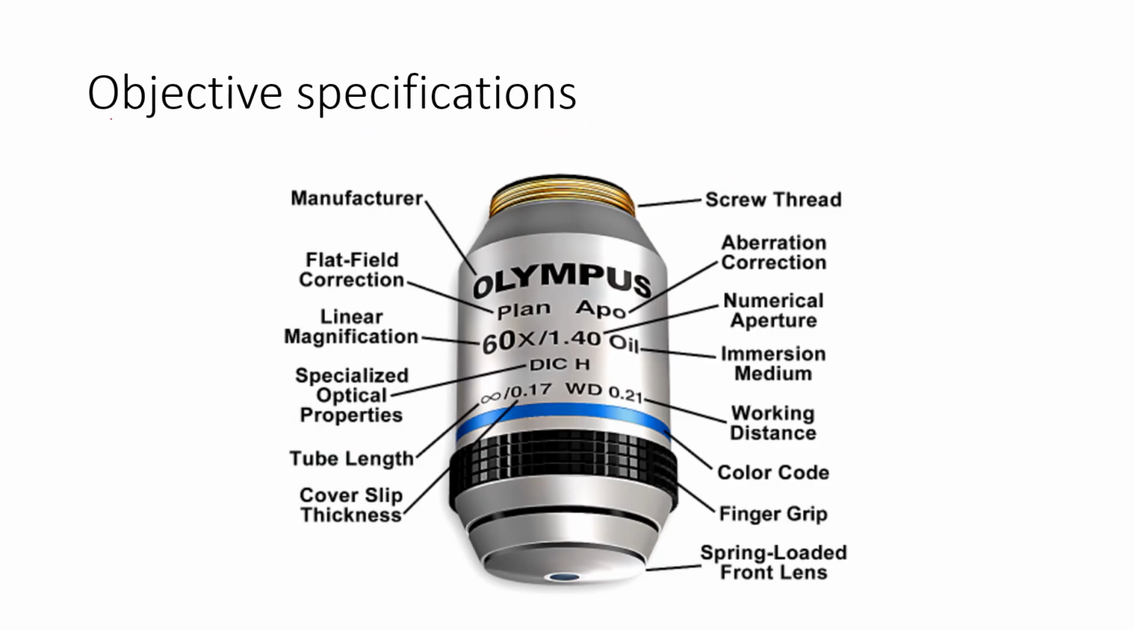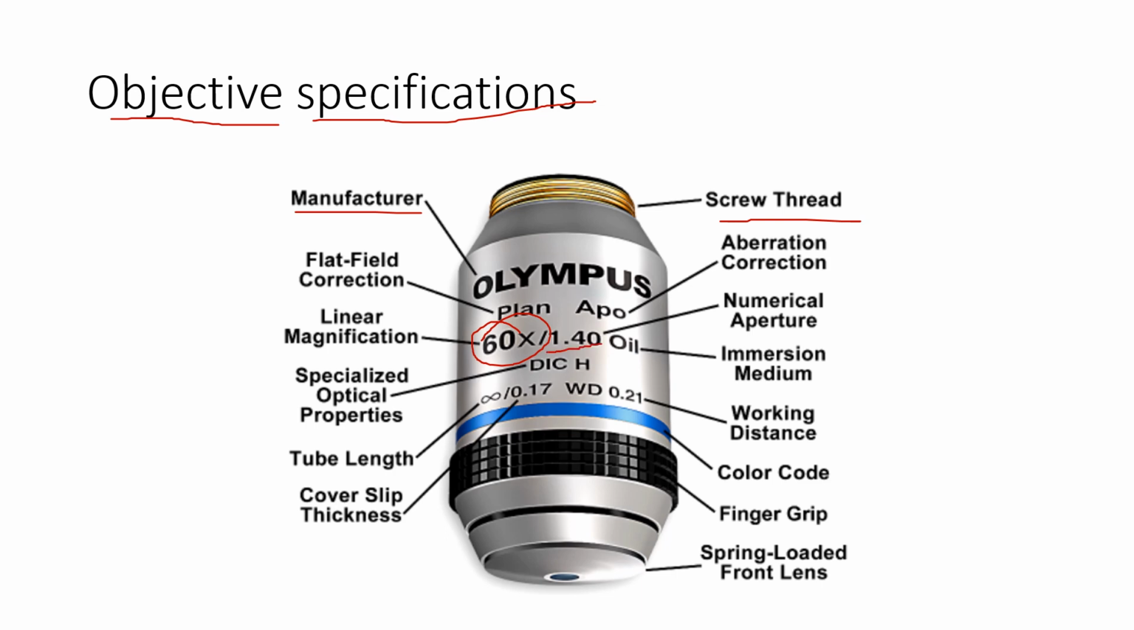Coming to the objective specifications. Objectives are designed for specific purposes, and there are many specifications that describe an objective. Starting from the screw thread, coming to these labelings, the first is the manufacturer. Then you have a 60x. This is the linear magnification that can be achieved.